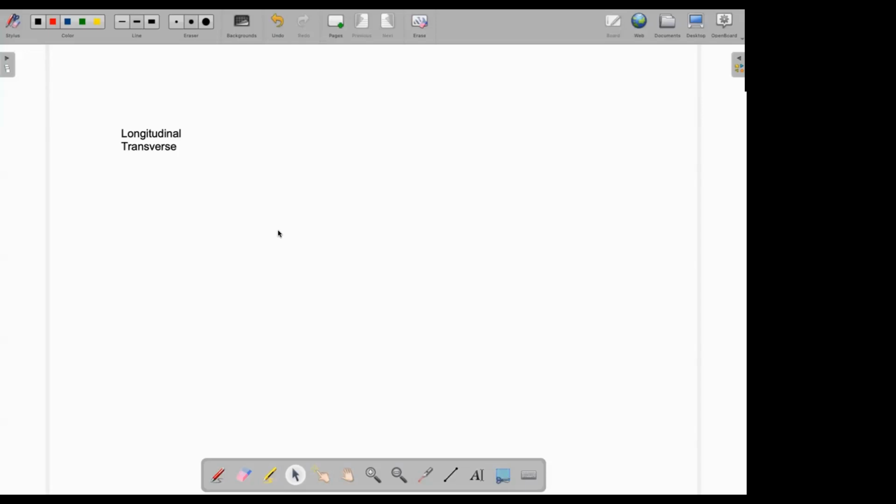Due to some type of energy being transmitted. Transferred, not transmitted. There's a difference between transmit and transfer. What is the difference? Transfer maybe it's direct contact, and transmitted, isn't it?